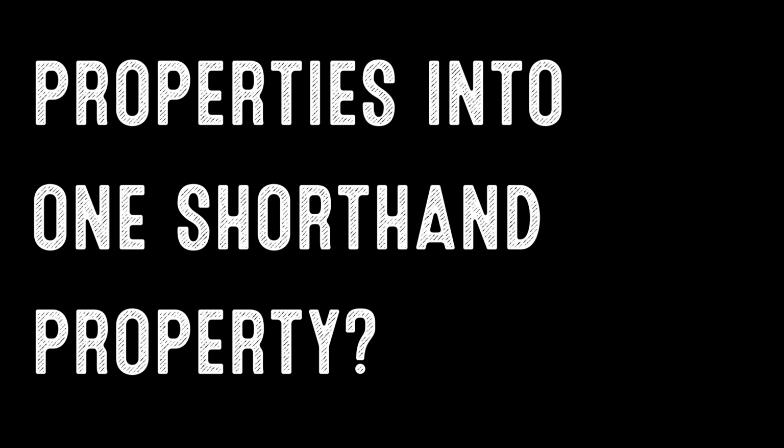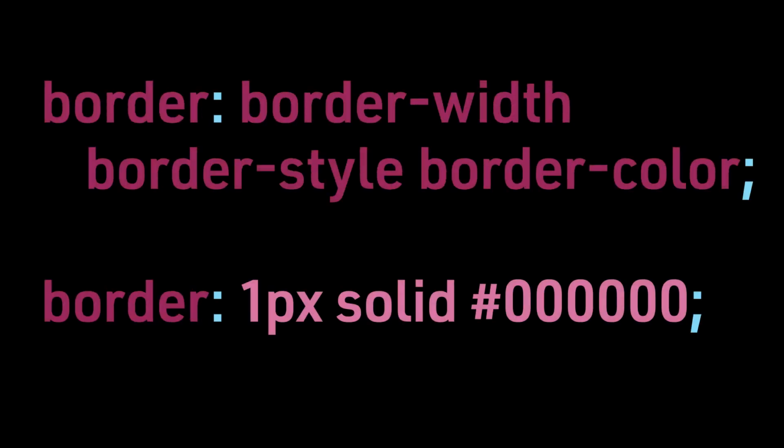How would we combine the three separate properties into one shorthand property? Border: border-width, border-style, border-color. Border: 1px solid #000000. The first shows how we need to write the shorthand out, specifying the width first, then the style, and finally the color. The second declaration states that we want a 1 pixel solid black border all around our element.